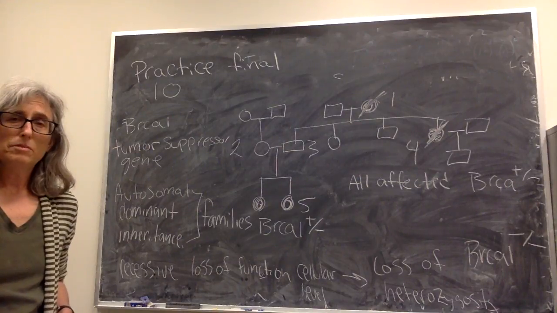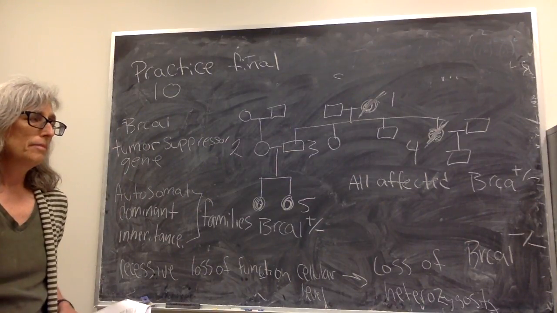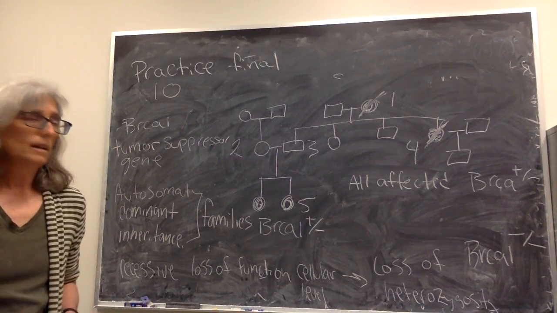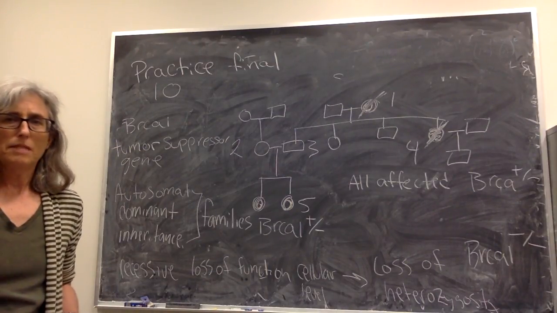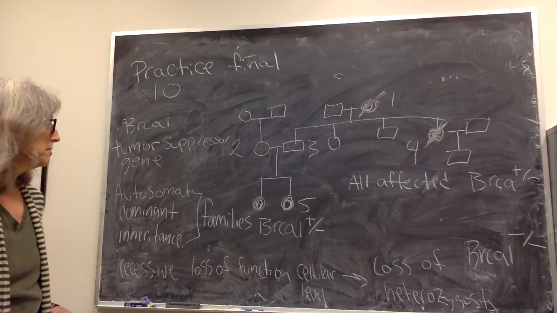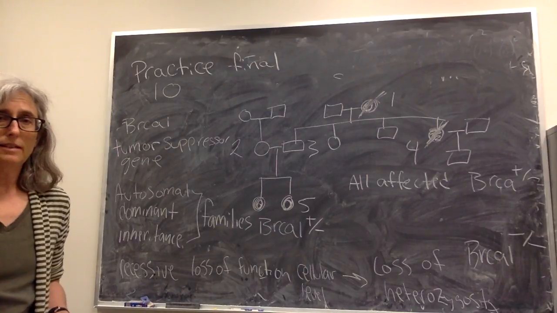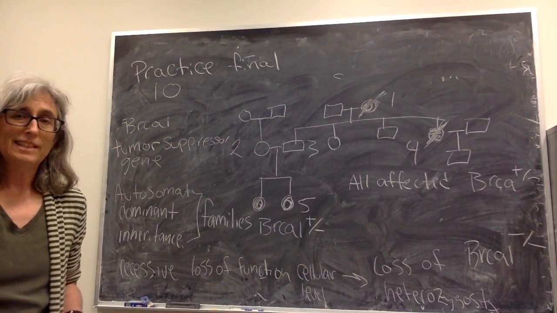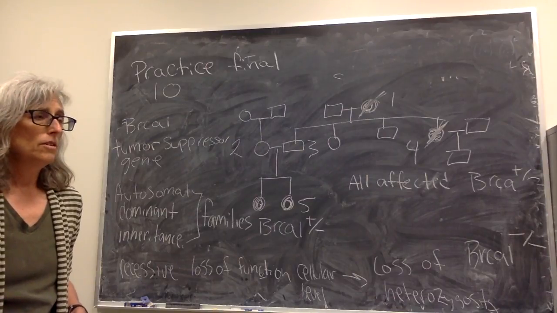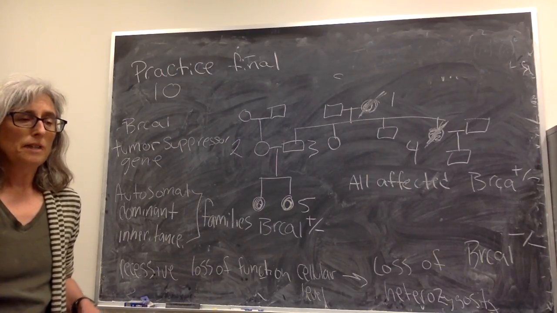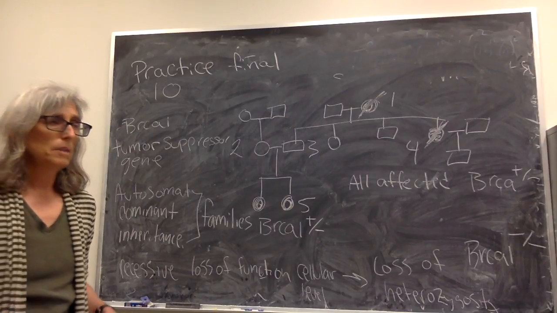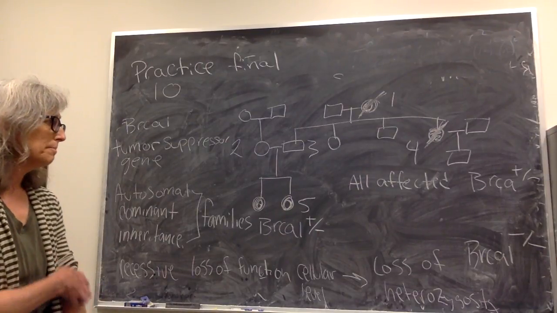A loss of function mutation in it, if you lose both copies of the BRCA1 gene, the cell can become a cancer cell. That is because BRCA1 is a protein that's involved in DNA damage repair. And so if a cell has a double-strand break and it can't be repaired, then it can lead to more mutations and then possibly the development of a cancer cell.